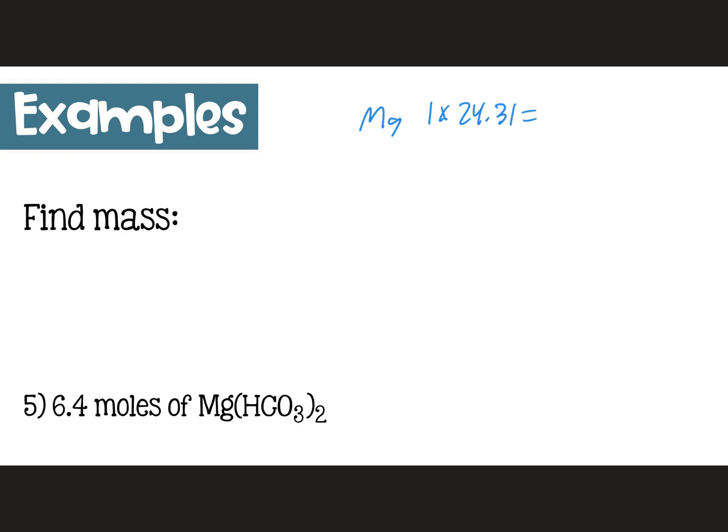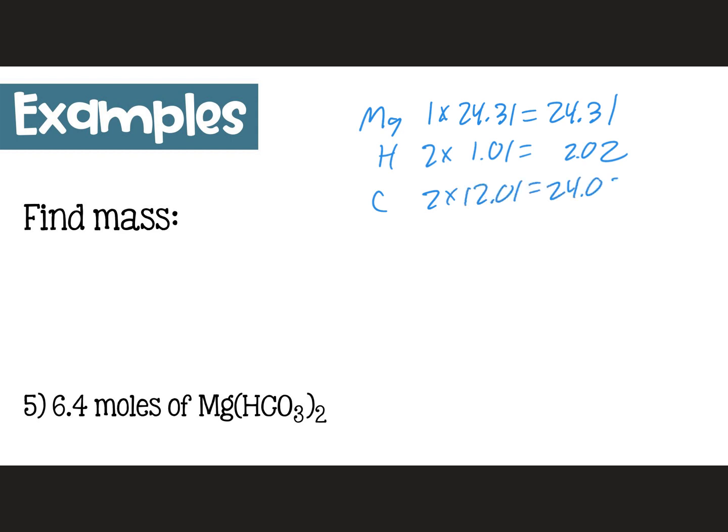1 magnesium with a molar mass of 24.31 gives us a total of 24.31. 2 hydrogens, each with a mass of 1.01, gives us a total of 2.02. 2 carbons, each with a mass of 12.01, gives us a total of 24.02. And finally, 6 oxygens, each with a mass of 16, gives us a total of 96. Add all of these together and we get a total of 146.35 grams per mole for magnesium bicarbonate.